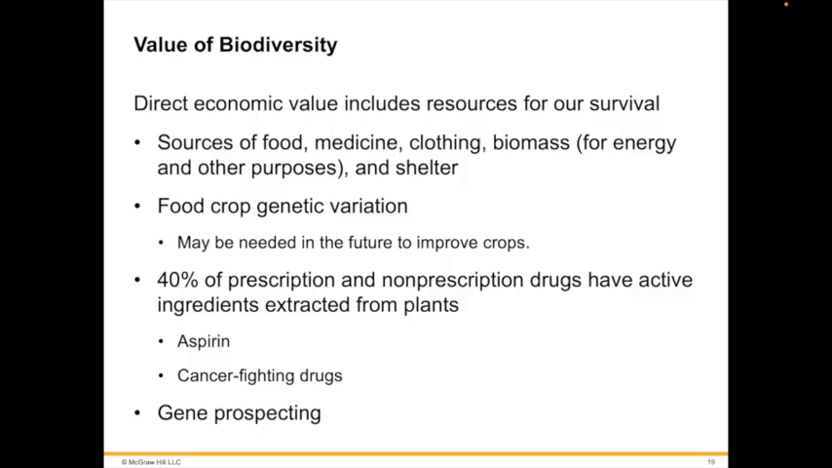Why should we worry about loss of biodiversity? The reason is that biodiversity is valuable for us in a number of ways. Direct economic value of products we obtain from species of plants, animals, and other groups. Indirect economic value of benefits produced by species without our consuming them. And ethical and aesthetic values.